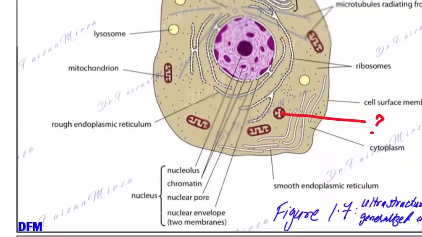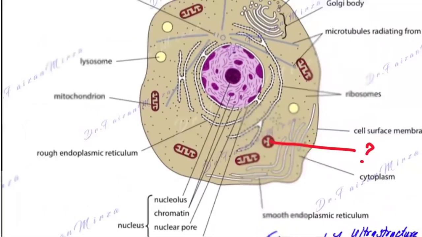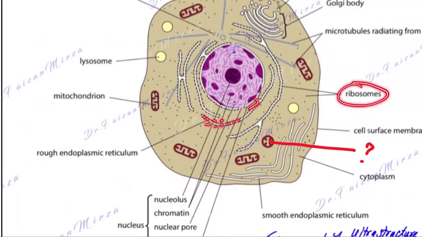Apart from this, we have rough endoplasmic reticulum. This structure was not visible there. Rough endoplasmic reticulum is always joined to the nuclear envelope. This is where it grows from, and it will have ribosomes attached on its surface. Ribosomes are present in the cell, in the cytoplasm, on the rough endoplasmic reticulum, as well as on the nuclear envelope. Where are the ribosomes produced?